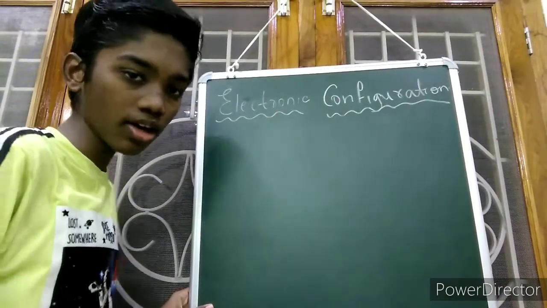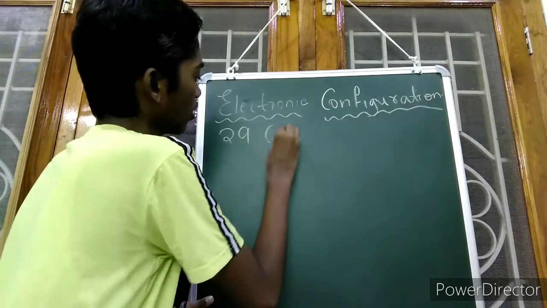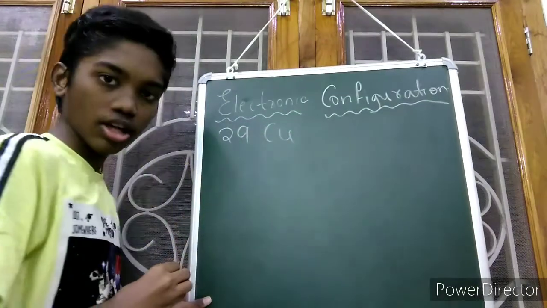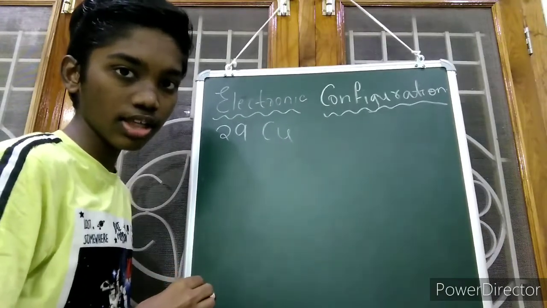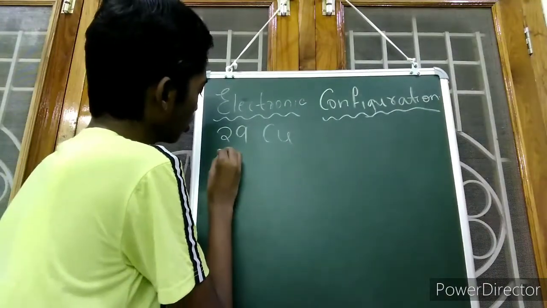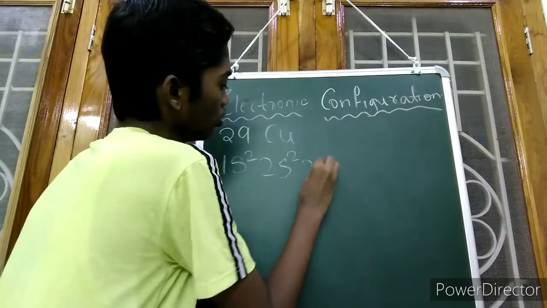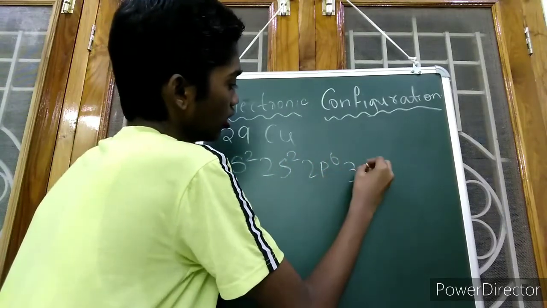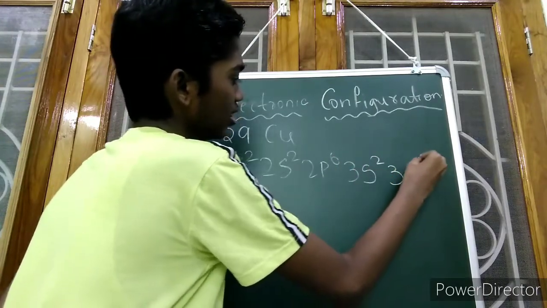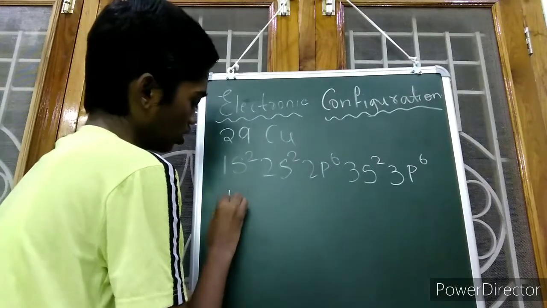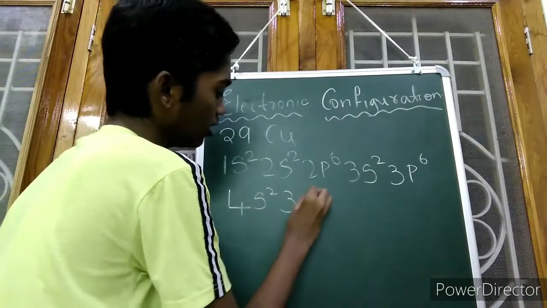The atomic number of the element copper is 29. Now if we follow the Aufbau chart and write the electronic configuration, it is 1s2, 2s2, 2p6, 3s2, 3p6, 4s2 and 3d9.